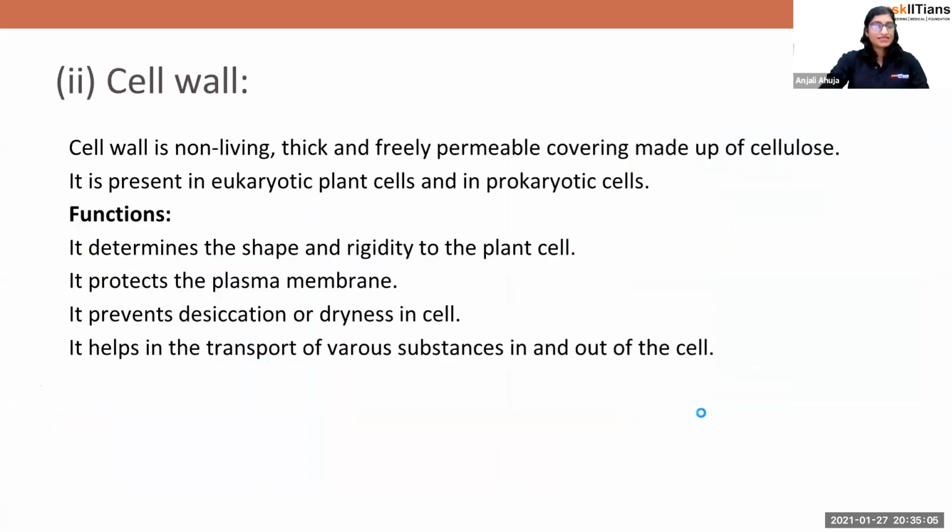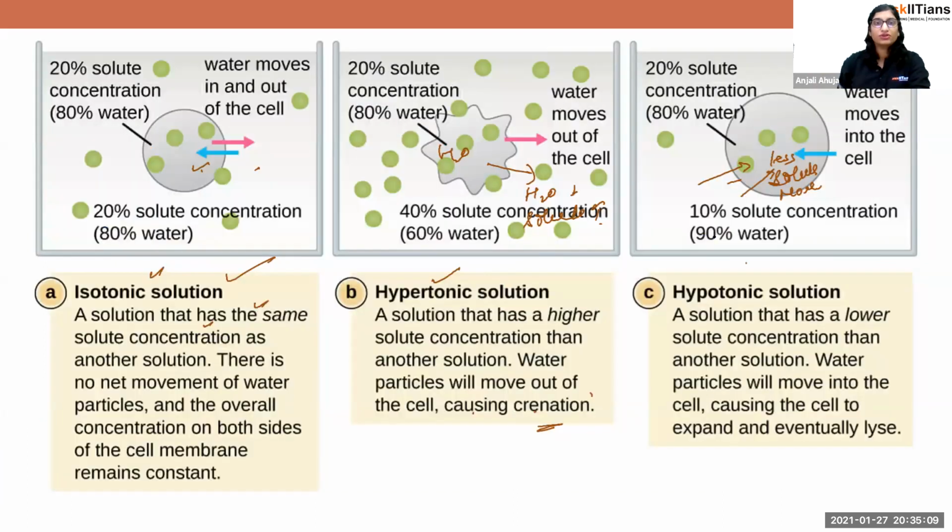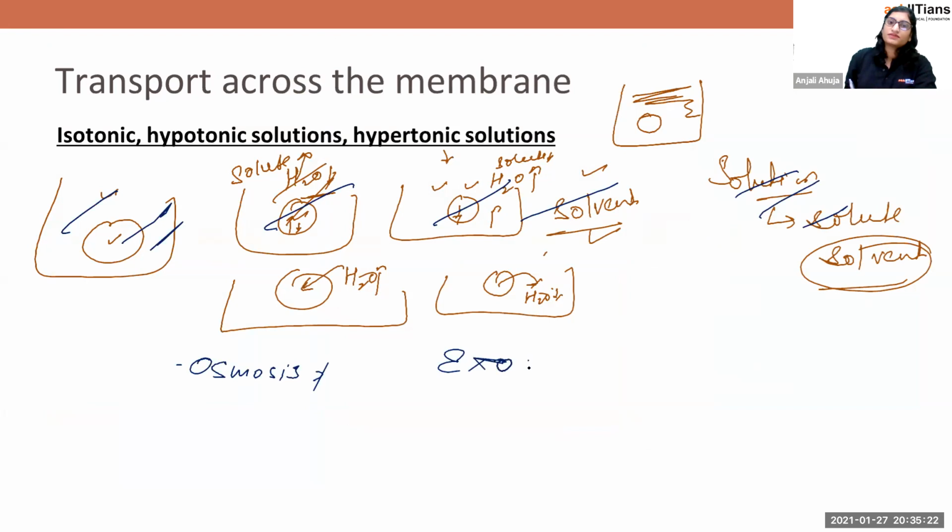Now, guys, the next thing. Acha, I would like to add one more thing. Actually, osmosis is further of two types. So actually now osmosis here is of two types. One is known as exosmosis and one is endosmosis.